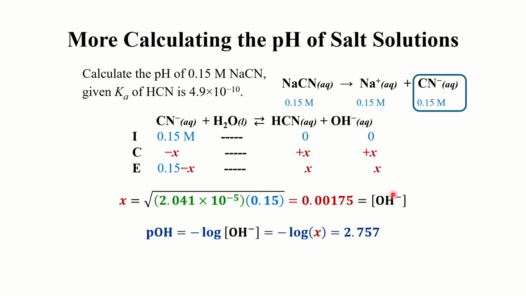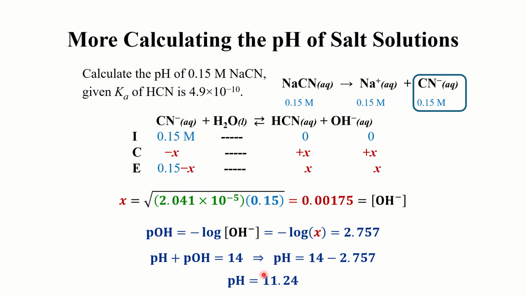We can use that to find the pOH. pOH is equal to the negative log of OH-. Plug that value in. You get a pOH of 2.757. And finally, the last step. These problems can be a little long. Use that equation we established earlier, pH plus pOH equals 14, which means the pH equals 14 minus 2.757. Final answer, the pH is equal to 11.24.